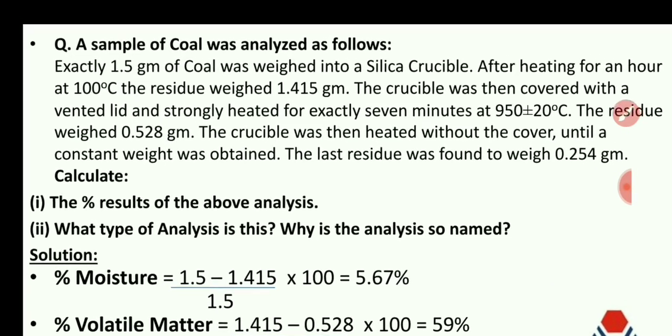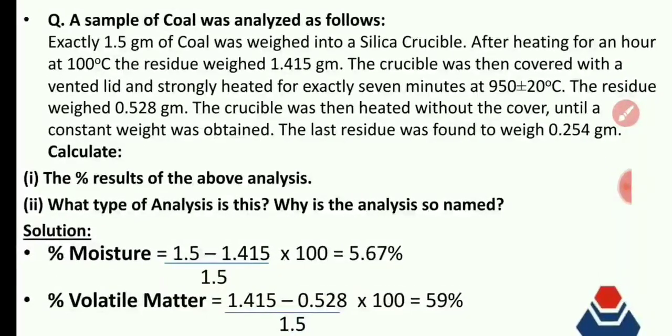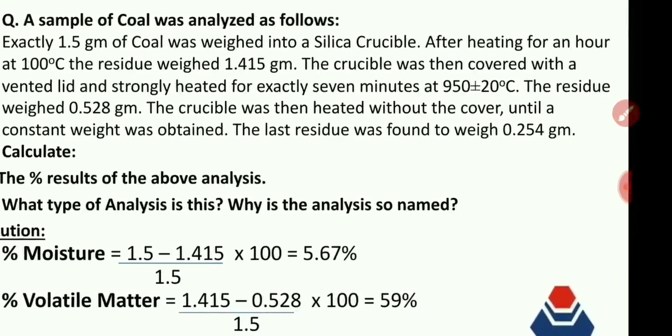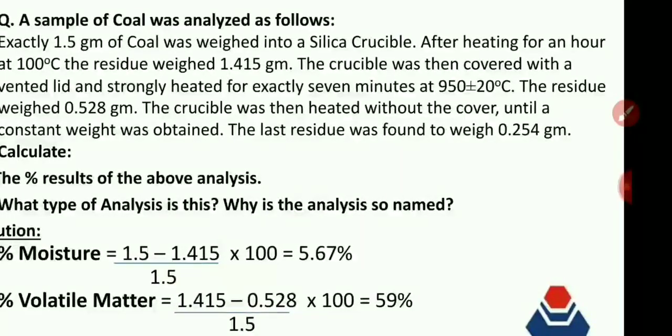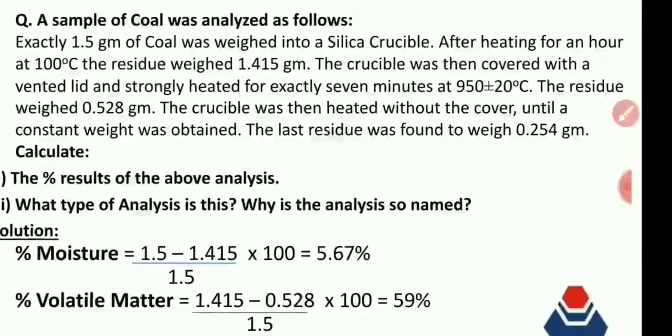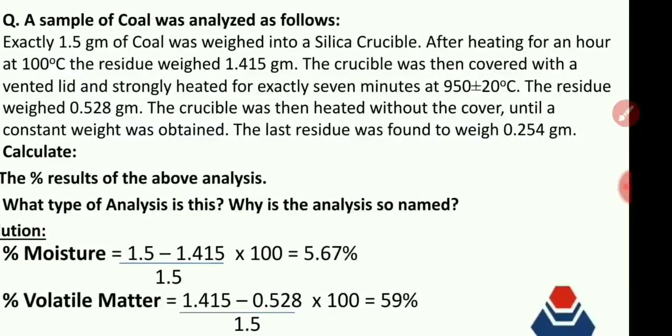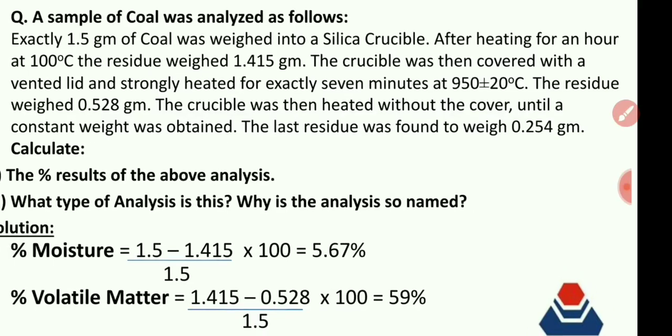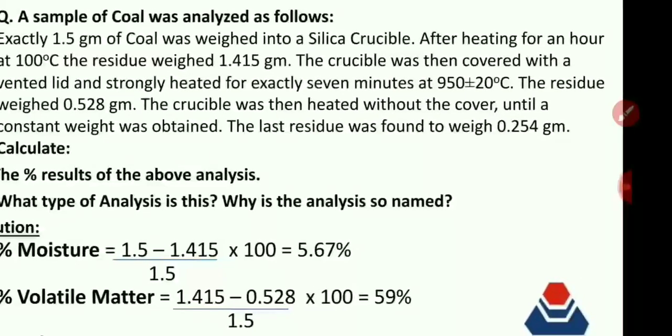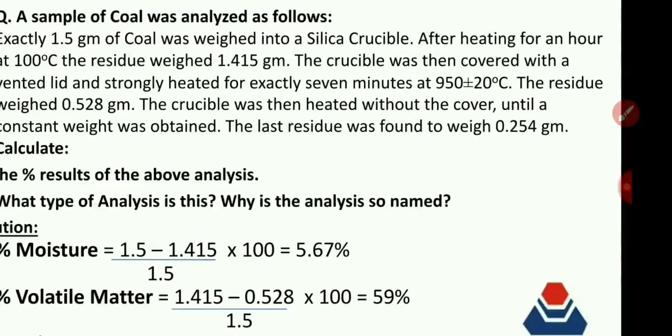You can see that this is the problem related to the analysis of coal. So let us try to understand what is asked in this particular question. Exactly 1.5 gram of coal was weighed into a silica crucible. After heating for an hour at 100 degrees centigrade, the residue weighed 1.4145 gram. The crucible was then covered with a vented lid and strongly heated for exactly 7 minutes at 950 plus minus 20 degrees centigrade.